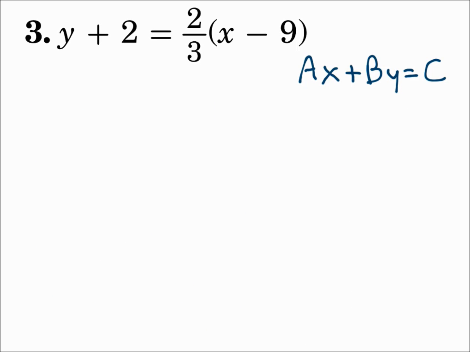Number 3. Y plus 2 equals 2/3 times the quantity x minus 9. Let's get standard form, which is ax plus by equals c. I need the x's first, and right now the x's are tucked in those parentheses on the right. So we'll have to distribute first. Nothing happens on the left. Now distribute. 2/3 times x is 2/3 x. 2/3 times -9 is -6.